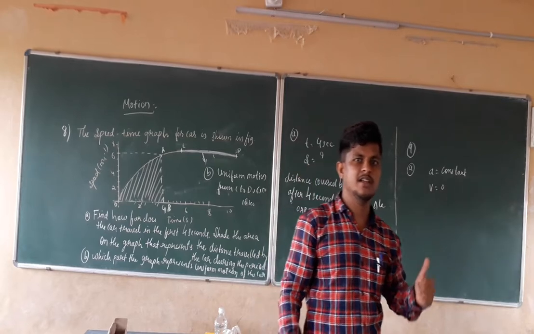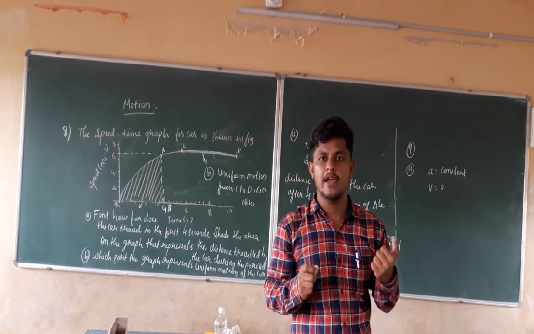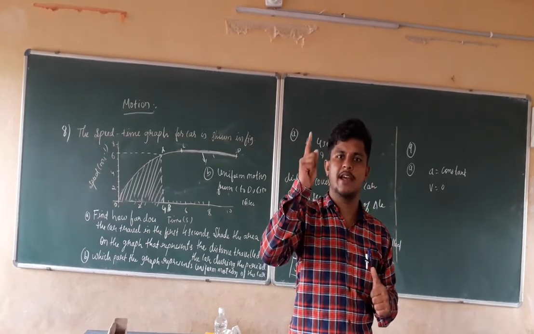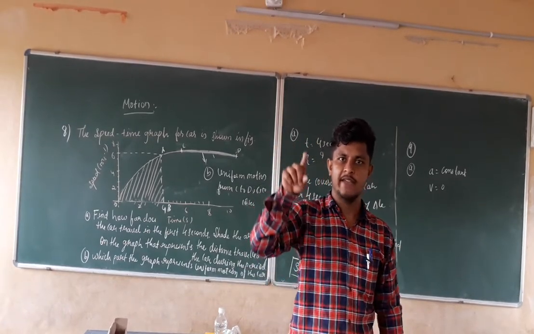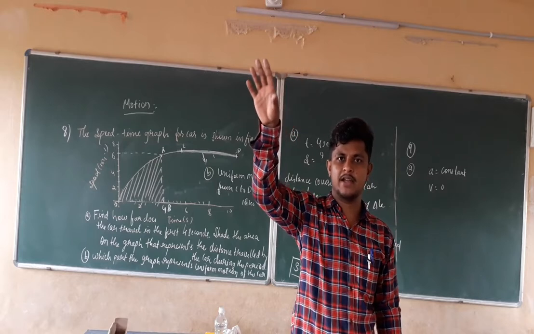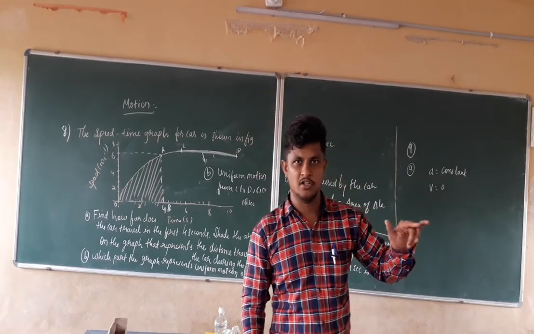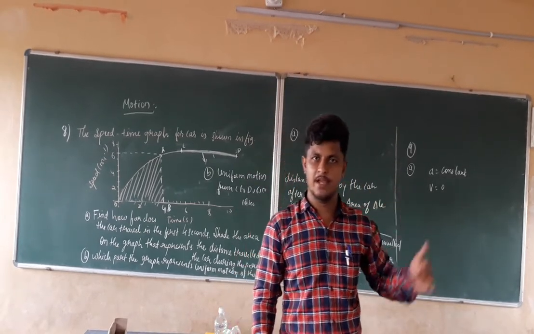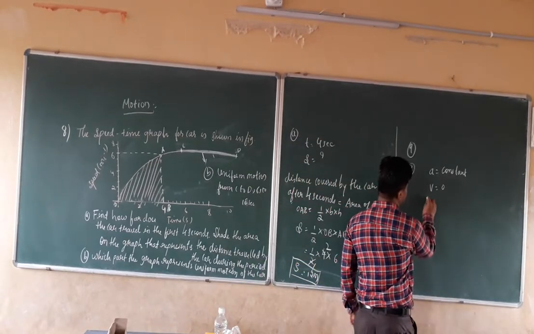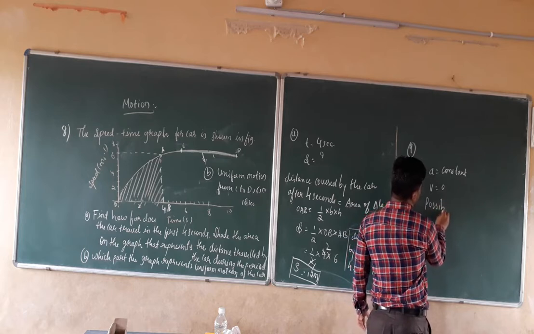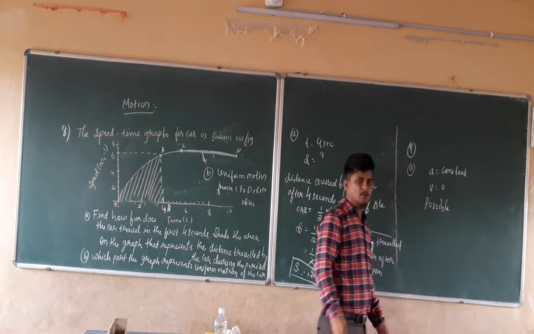Acceleration will be constant, but velocity will be 0. When we throw a ball in the upward direction, if it reaches its peak point, at that moment, at that height, the velocity will be zero and acceleration will be constant. So the answer for the A question: it is possible.